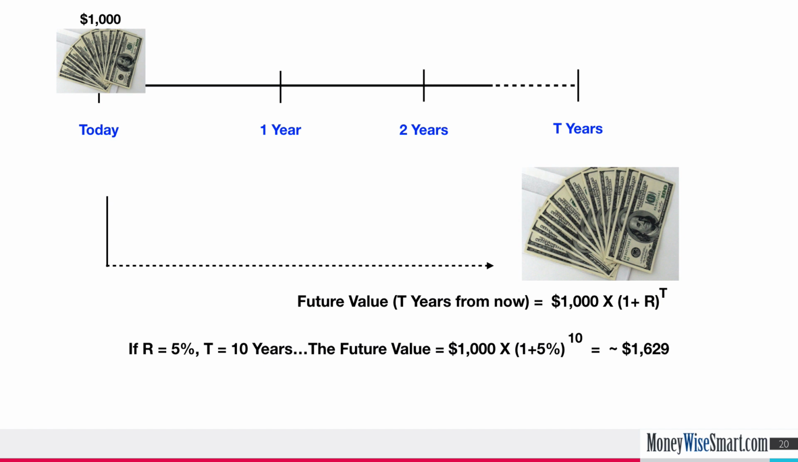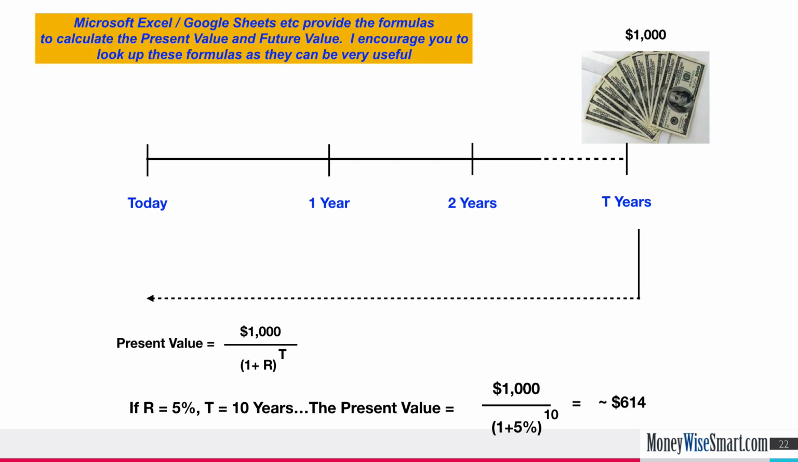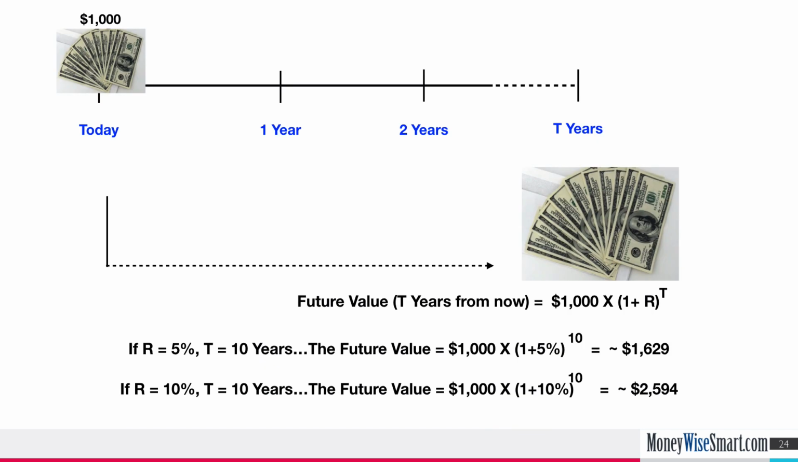And when we try to calculate the present value of $1,000, that is $1,000 received T years from now, the present value of that, you can see algebraically it becomes 1,000 divided by 1 plus R to the power T. So that is how you calculate the present value of any cash flow that happens in the future. Here R is the discount rate, which is nothing but the opportunity cost, and T is the time in number of years.